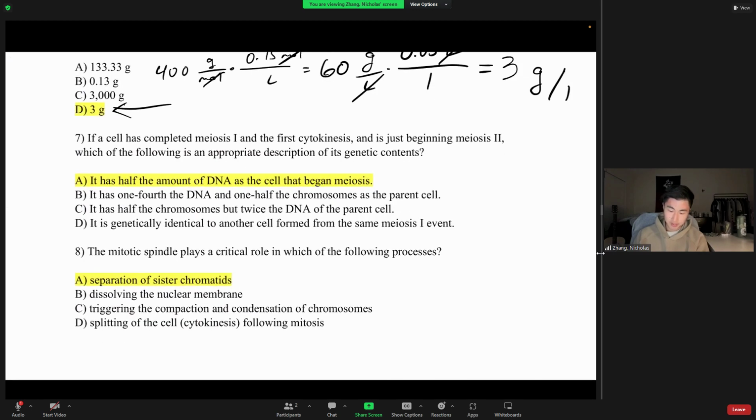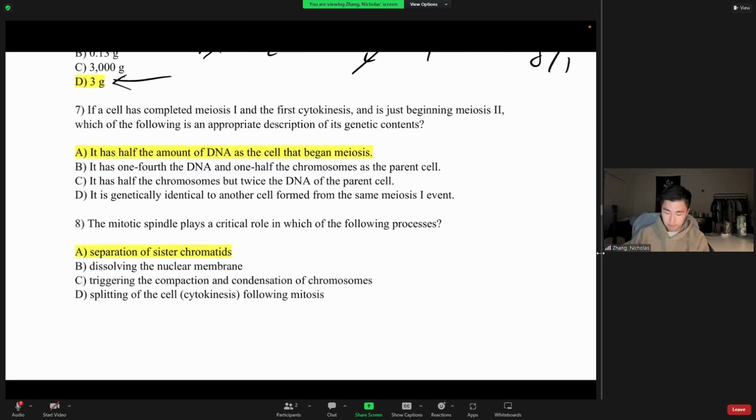Cool. Number 7, if a cell has completed meiosis 1 and the first cytokinesis event and is just beginning meiosis 2, which of the following is an appropriate description of its genetic content? So it's going to have half the amount of DNA as the cell that began meiosis. That's because each of the resulting cells after meiosis 1 is going to have one of each pair of the homologous chromosomes. That's going to be half. And then after the second meiosis event, it's going to be half of whatever we're talking about here.